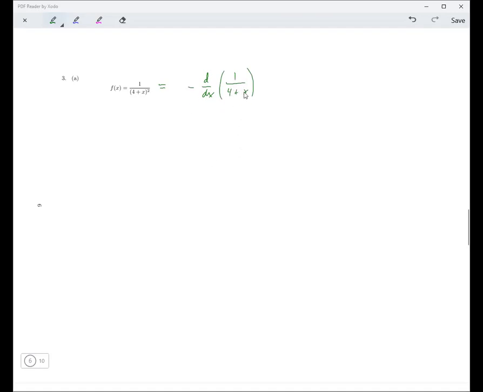Because when you take the derivative of this one, the derivative of 1 over 4 plus x, well, 1 over 4 plus x is the same as 4 plus x raised to the -1. When you take a derivative, you have a negative coming down like that. And so this is the negative of this. So therefore, this is the negative of the derivative of that. Okay, and then this piece, so let's keep that in mind.